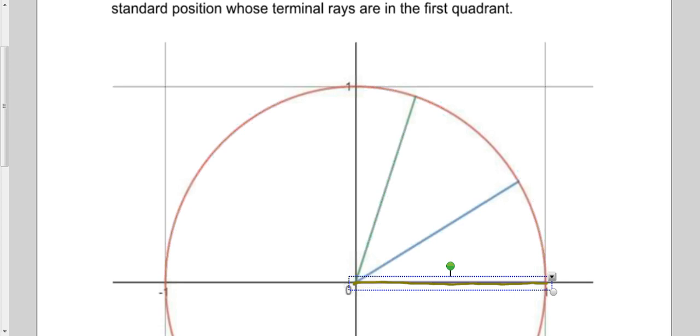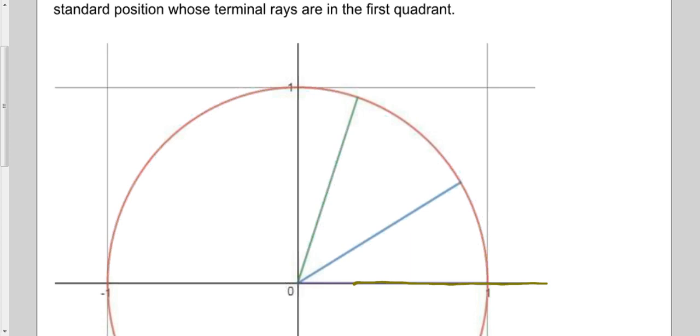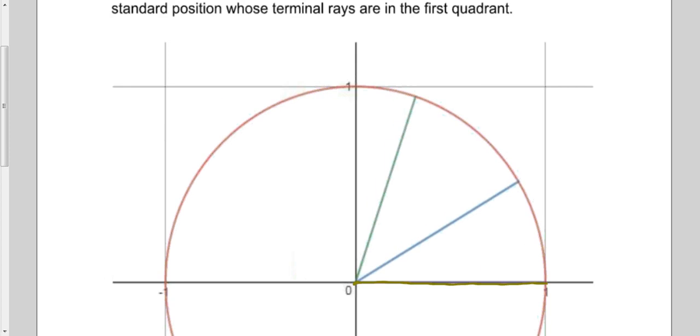But it doesn't say anything about the terminal side. But I say that up here, right? Oh, snap. I say the terminal rays are in the first quadrant. So the green one right here and the blue one right there are both in the first quadrant, are they not? Okay, so we're cooking with gas, right?